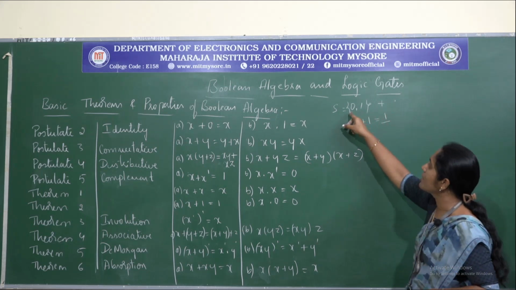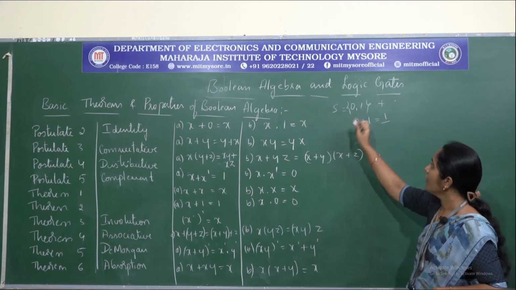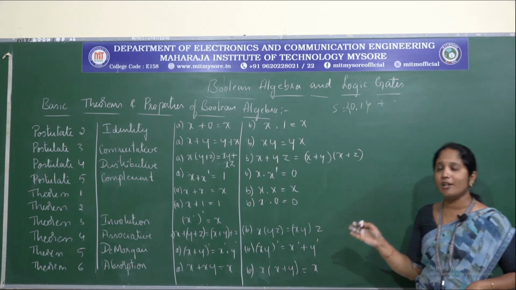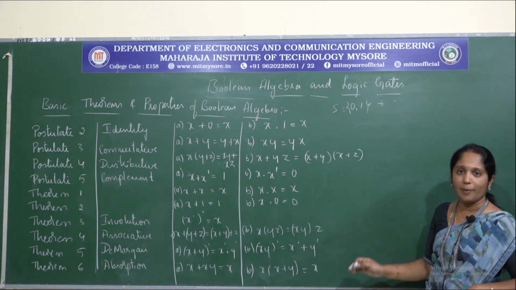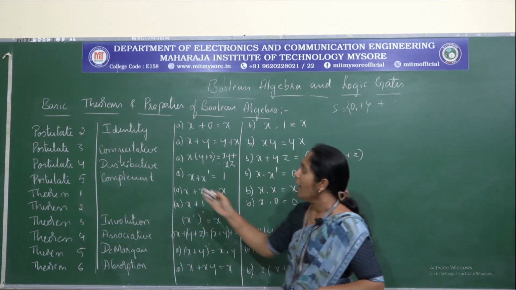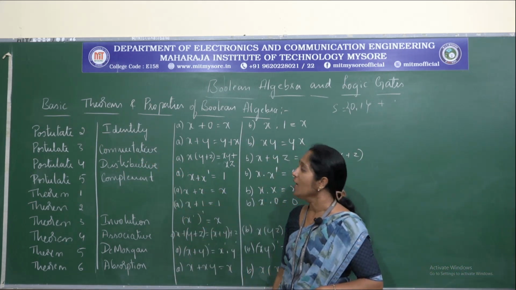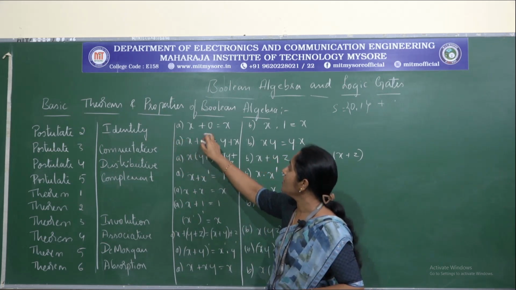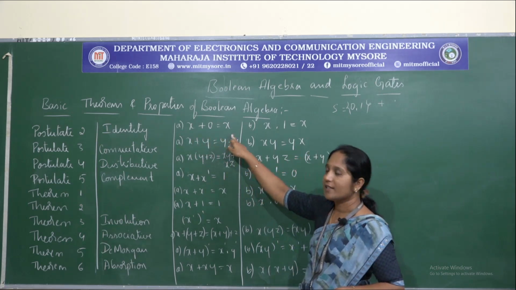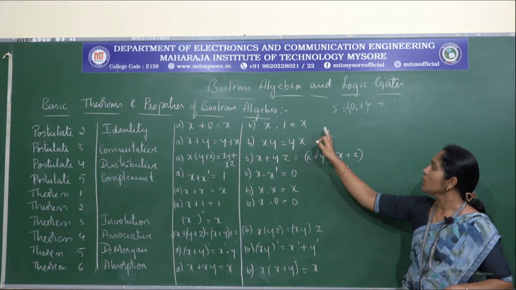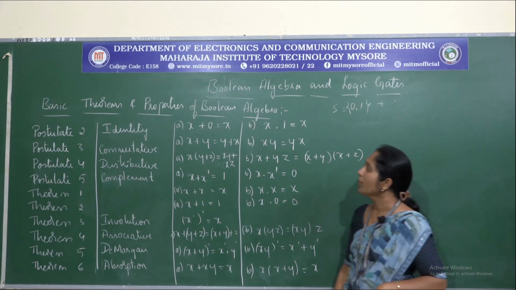So this element is also an element of the same set. Therefore, by default the set is closed with respect to the binary operators plus and dot, so the first postulate is not mentioned here. The second postulate in Boolean algebra is identity. The additive identity is 0, so x plus 0 is equal to x. The multiplicative identity is 1. This is postulate 2 in Boolean algebra.